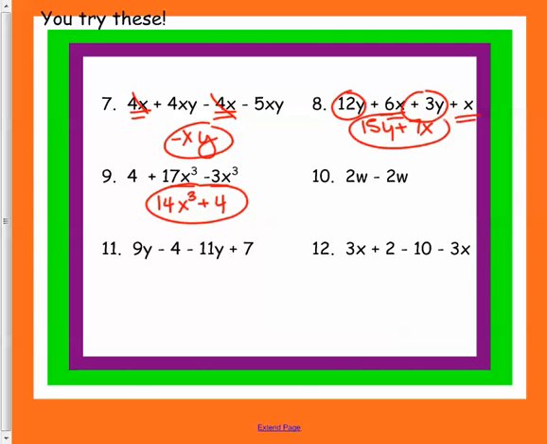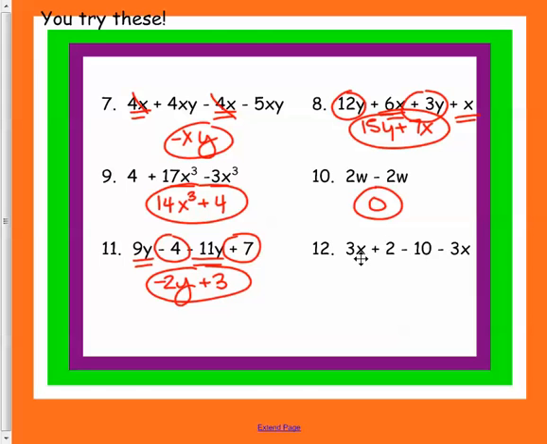Okay? If I look at this one, 2w minus 2w is just 0 because they cancel each other out. On this one, the 9y goes with the negative 11y, and the negative 4 goes with the positive 7. So take the 9 away from the 11, and I'm left with negative 2y, and then take away the 4 from the 7, and I have plus 3. So I'm adding that 3 on. Over here I have a positive 3x and a negative 3x, so those cancel each other out. So I'm just left with positive 2 minus 10, which is a negative 8.